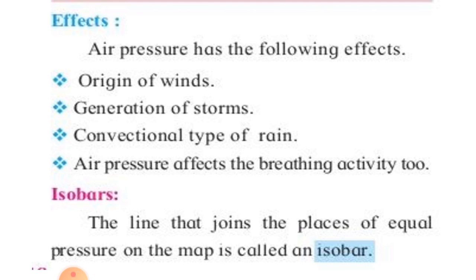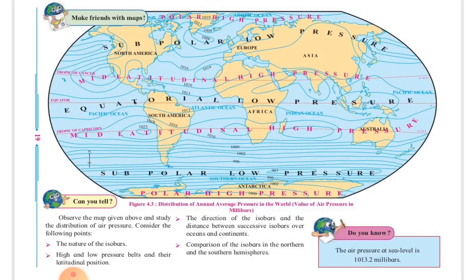Now let us learn what is isobars. The line that joins the places of equal pressure on the map is called an isobar. Dear students, please keep in mind you will be asked the question, what is known as isobars? So, the line that joins the places, which places? Places of equal pressure on the map is called an isobar.